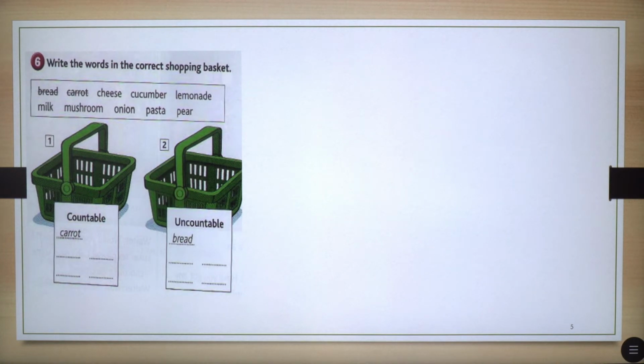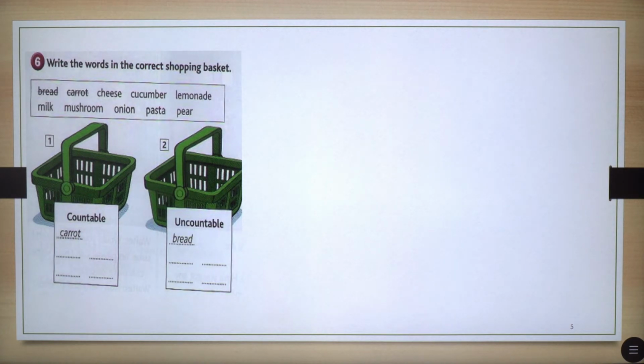So we have bread, which is uncountable. You can't say 1 bread, 2 breads. We have carrot, which is countable. You can say 1 carrot, 2 carrots, 4 carrots, 5 carrots. Cheese. What do you think? Can we count cheese by using 1, 2, 3? No. Cheese is uncountable. So we don't count cheese with numbers.